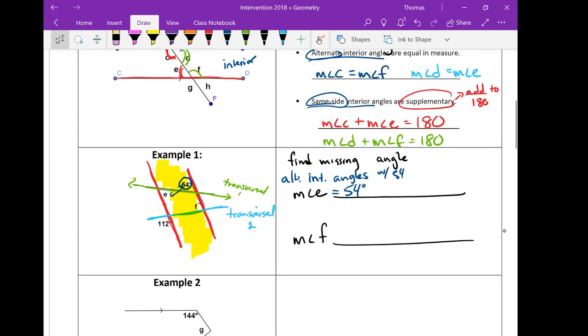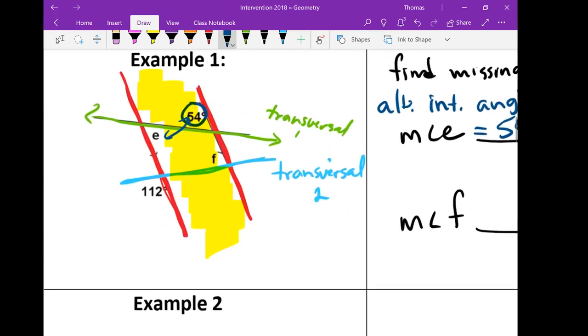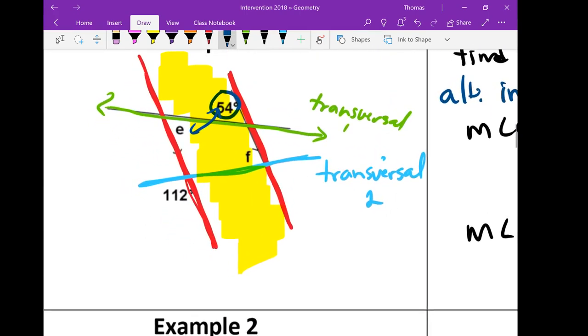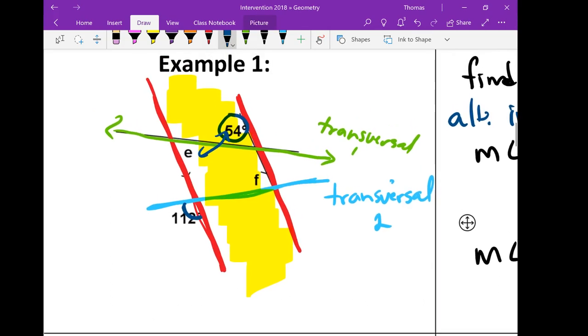That one's pretty straightforward. Once we picked out the transversal we're talking about, figured out if we're on the inside, the outside, whatever, then we fill in our blanks. All right, for the next one, I'm going to look at that light blue transversal and zoom in on it here. I see that there's 112 here. That's not in our interior, it's outside. And my F is in the interior. So I don't really have enough information right away to start filling these in, but we should be able to use some of our other relationships to fill them in.